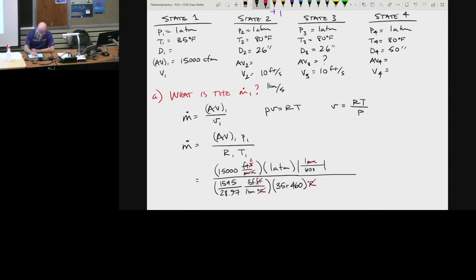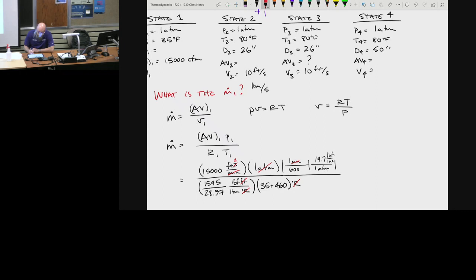So let me try to get rid of that atmosphere. I know that in 1 atmosphere, there's 14.7 pounds force per inch squared. Okay, so now that gets rid of my atmosphere. Now it gets rid of a pound force. Inch squared and feet squared, I want to get rid of those, so I'm going to go over here and say that 144 inches squared is 1 foot squared. And that will do it. Inches squared, feet squared go away.